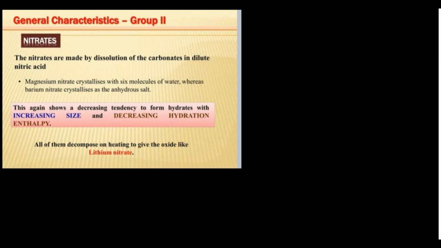Magnesium nitrate crystallizes with 6 water molecules. It should be noted. Okay, magnesium nitrate, Mg(NO3)2, crystallizes with 6 water molecules. And your barium nitrate is actually anhydrous, so it does not have any water molecules. And these nitrates show a decreasing tendency to form hydrates when we move down the group, like I have explained for the carbonates, because hydration enthalpy decreases.